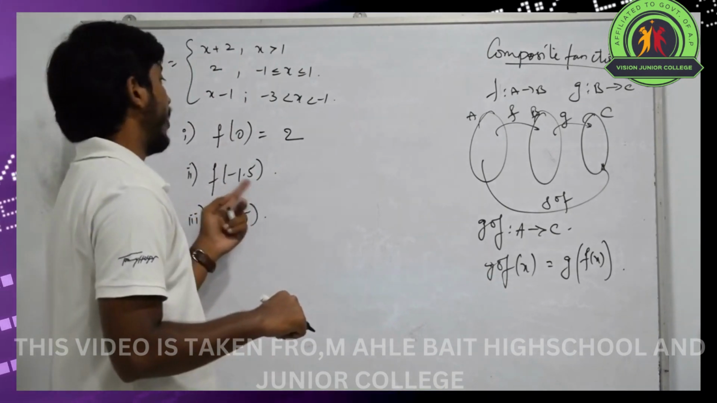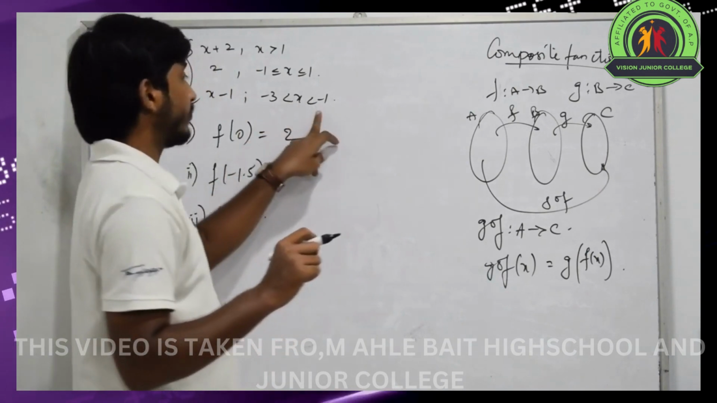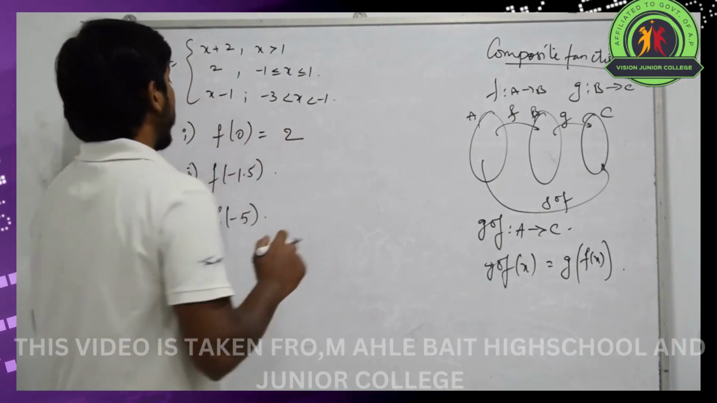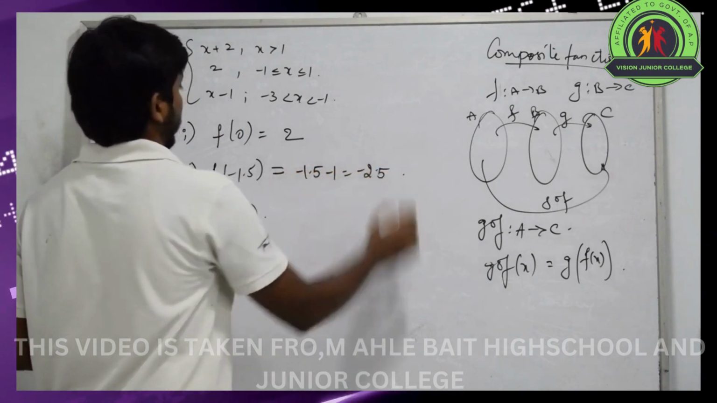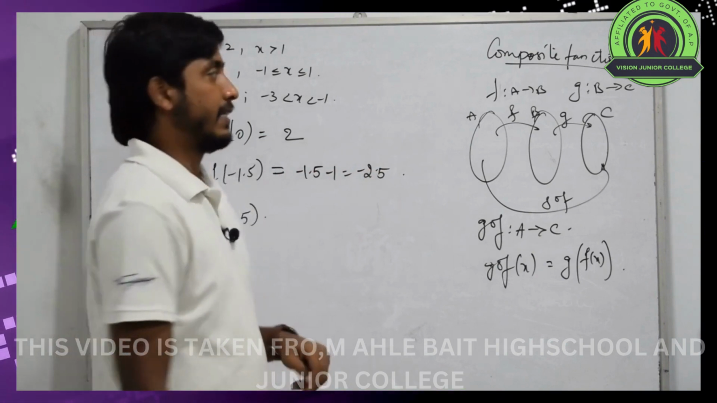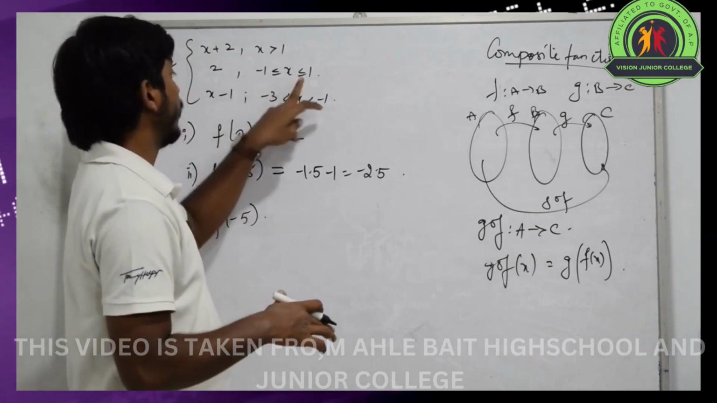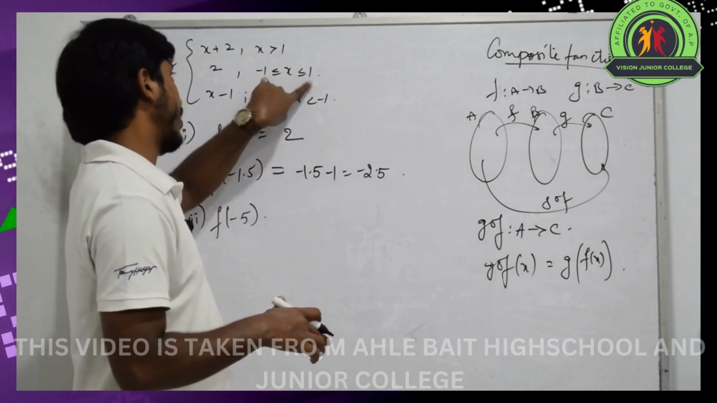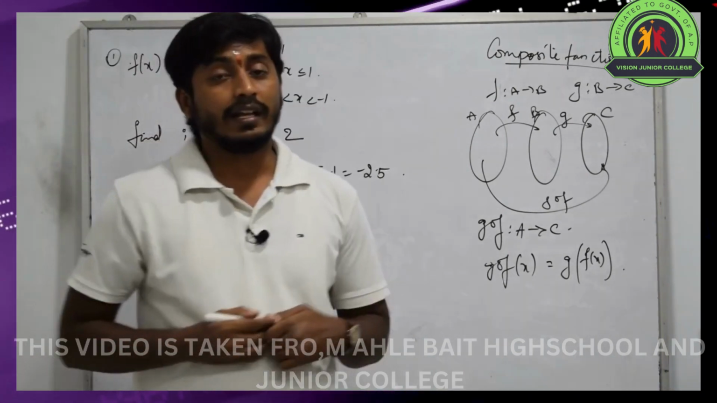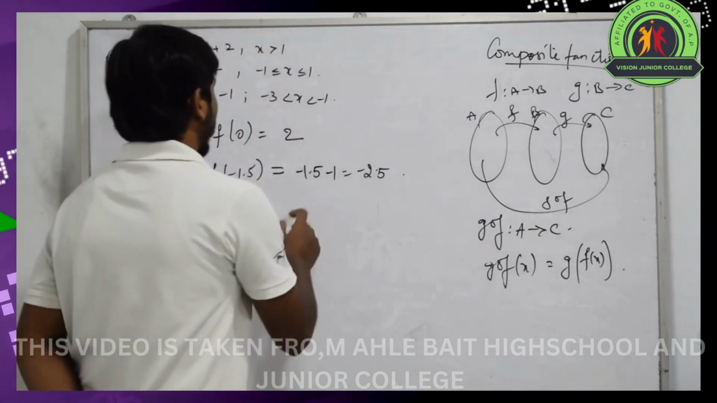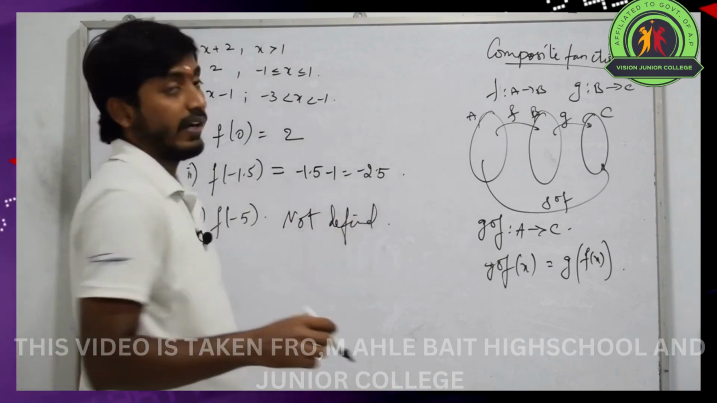Next, minus 1.5. Minus 1.5 is less than minus 1. Is it clear? Therefore it is x minus 1, that is minus 1.5 minus 1, that is minus 2.5. Is it fine? See here, minus 5. Is there any interval for it? This is minus 3 to minus 1. This is minus 1 to 1. This is x greater than 1. Then what about f of minus 5? Tell me. It is not defined. Therefore, there is no value for minus 5.